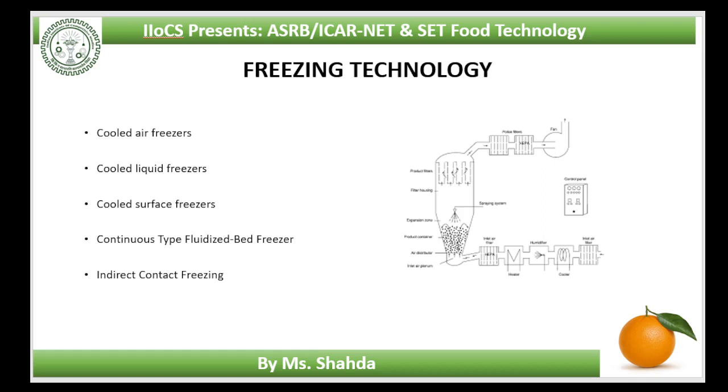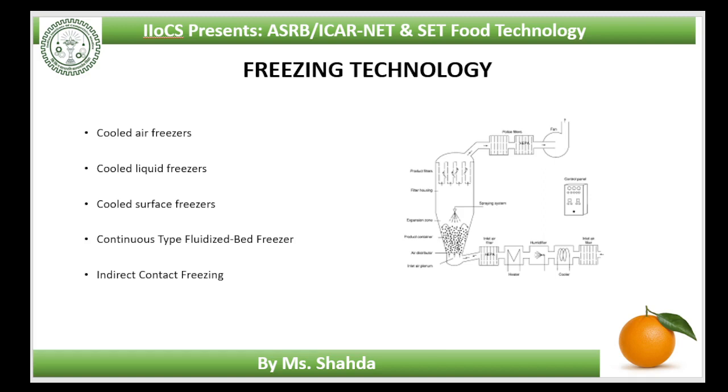In blast freezers, air is circulated over food at between minus 30 degrees Celsius and minus 40 degrees Celsius at a velocity of 1.5 to 6.0 meters per second. The high air velocity reduces the thickness of the boundary film surrounding the food and thus increases the surface heat transfer coefficient.